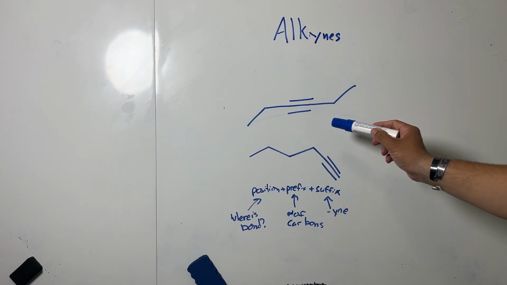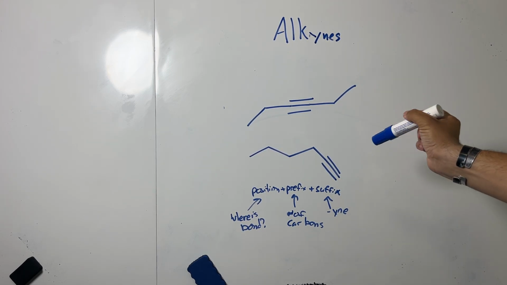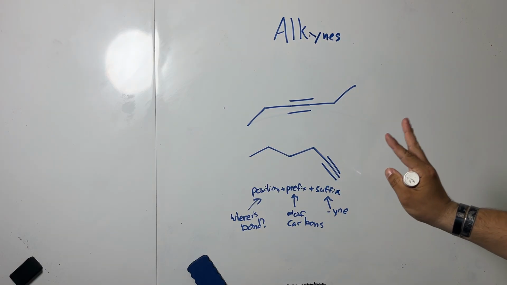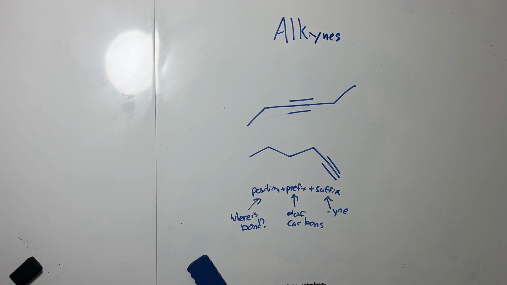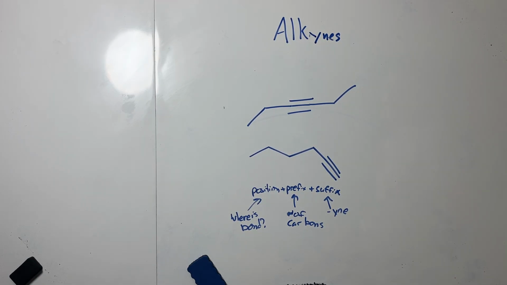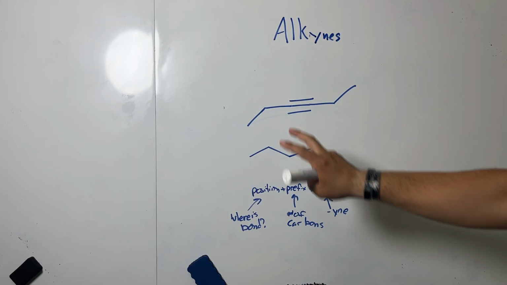This is the general formula for naming alkynes. And if you already know how to name alkanes and alkenes, this is going to be relatively straightforward for you. And if you don't know how to do that yet, that's fine. You can go and check out those other videos first. So what are alkynes? Alkynes are also hydrocarbons that have a triple bond in them.